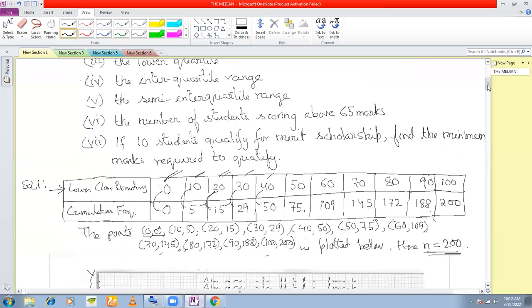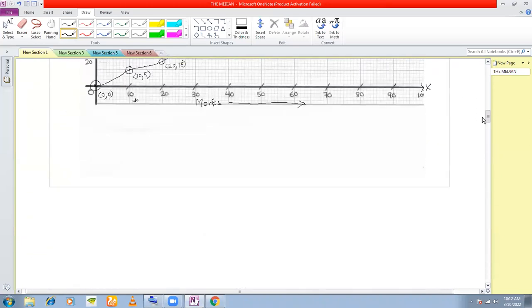Now median in case of a frequency distribution is n by 2th observation. N is the total frequency. What is the total frequency above 200, right? We know the total frequency to be 200. So 200 by 2th observation, which is the 100th observation. Now, how do we get the 100th observation?